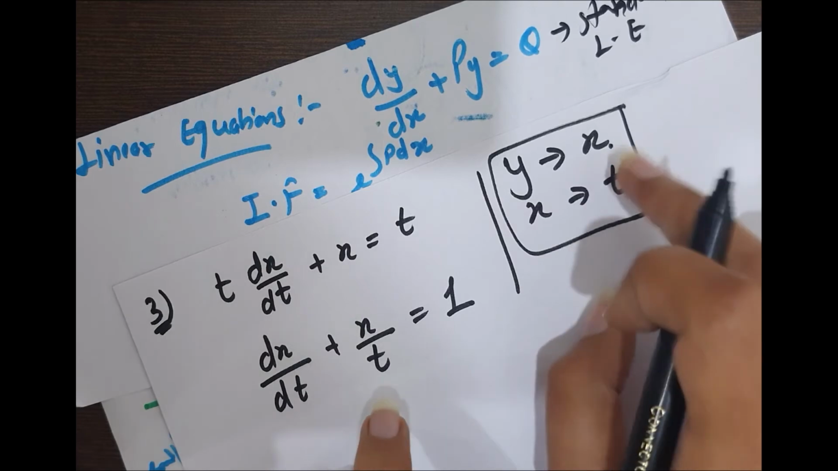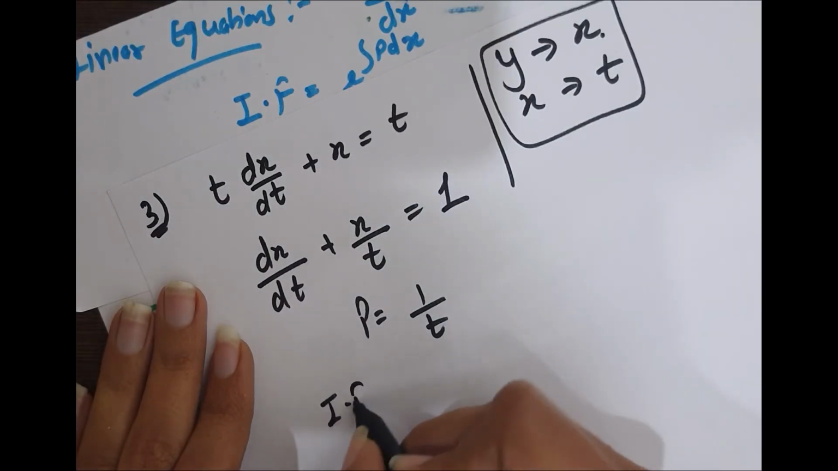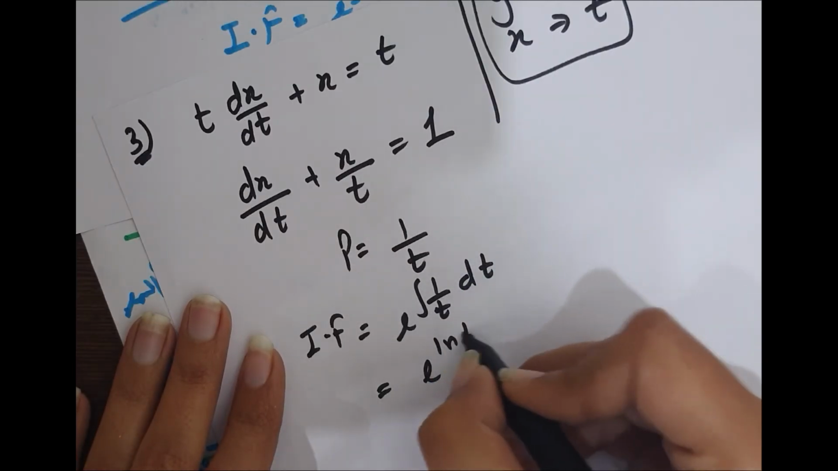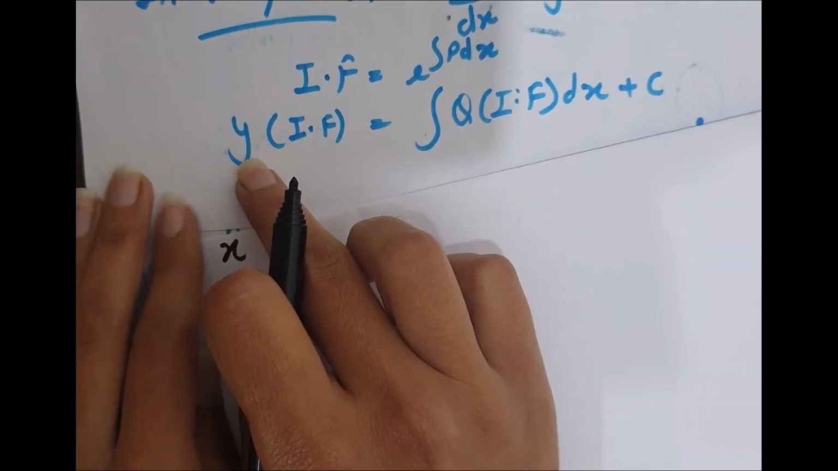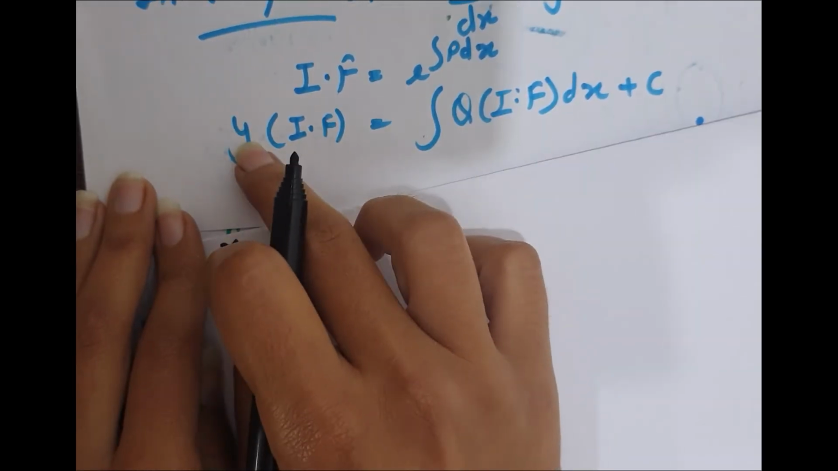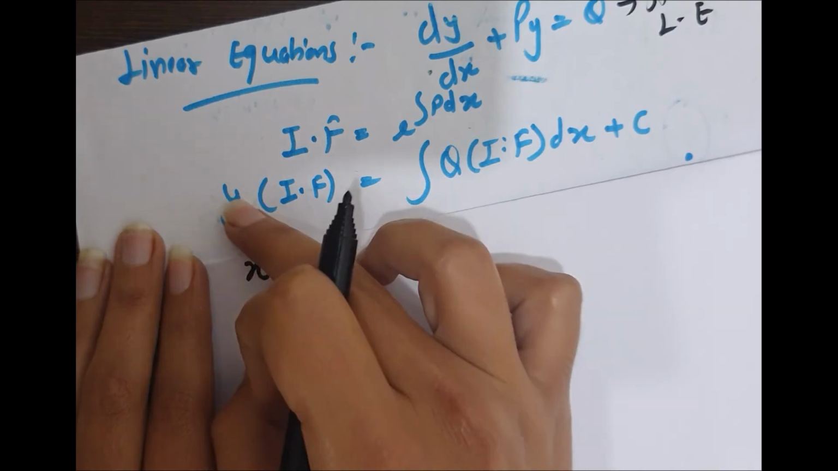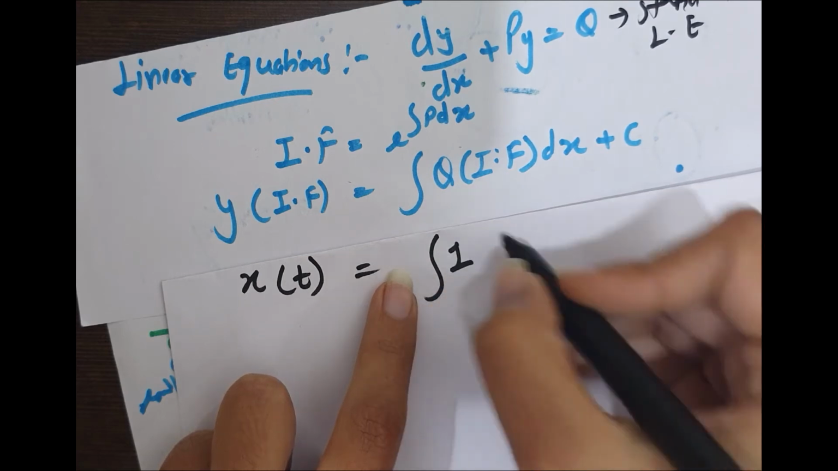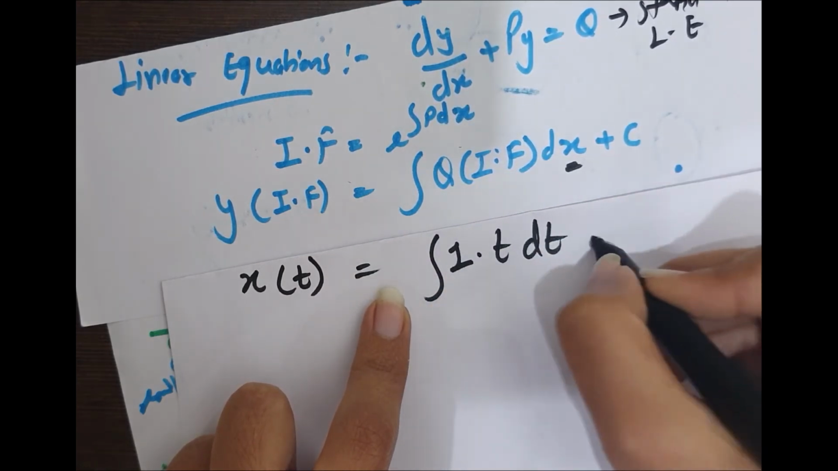Here y is x, so its P would be 1 by t. So for finding the integrating factor, we have to integrate 1 by t dt, that is ln t. Then the integrating factor comes out to be t. To find the solution of the linear equation, here y is x, so we will write x in place of y. Integrating factor comes out to be t. Q is 1. Integrating factor is t. X here is t plus c.